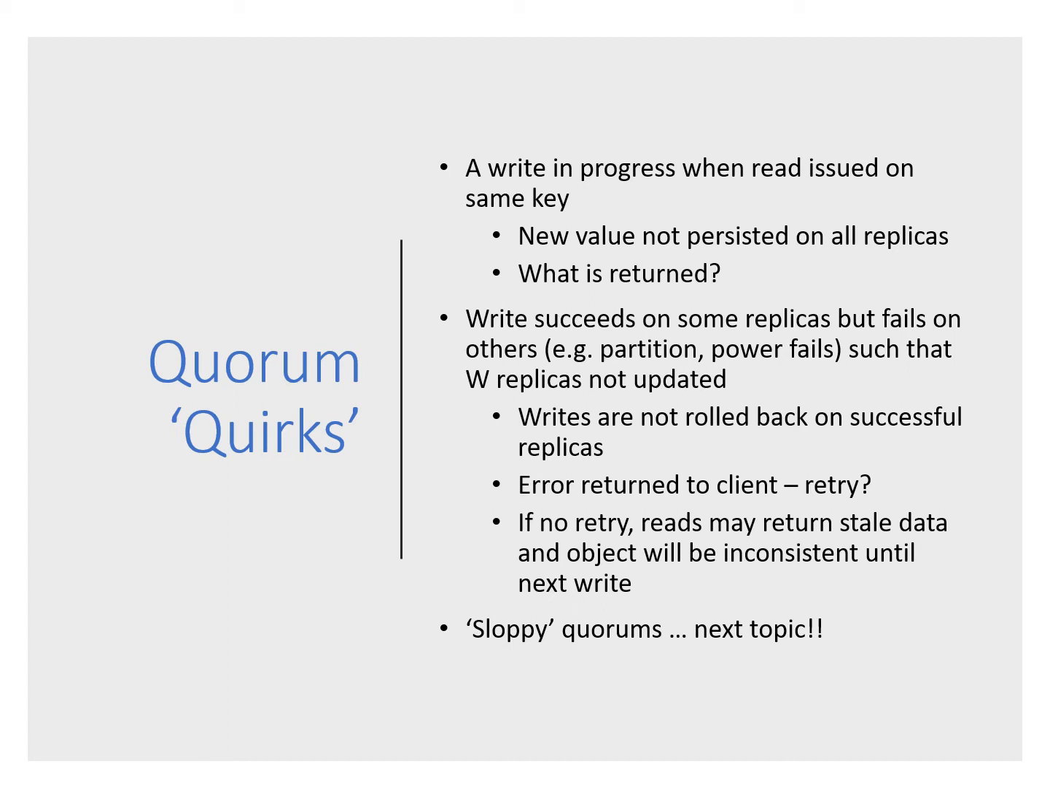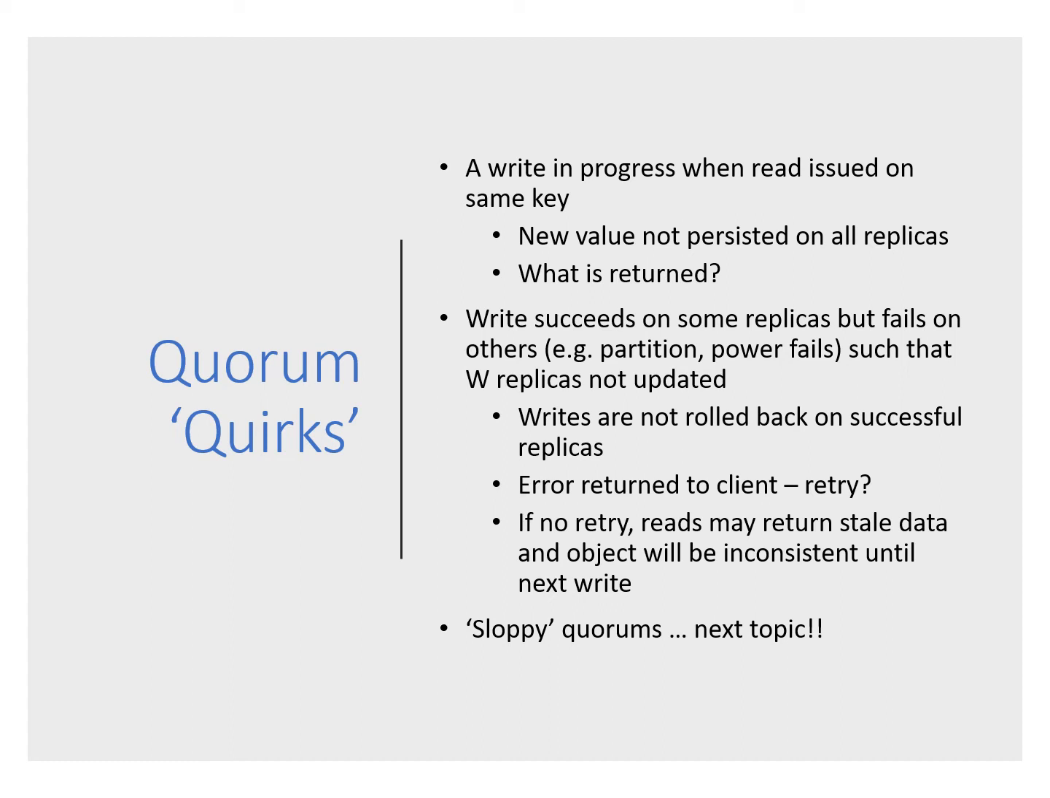And also a write may succeed on some replicas but fail on others because it's maybe not accessible due to a network partition or the node is actually down. And so we can't achieve the W value for the replica updates. What do we do? Well, you don't roll back writes in this situation. That's too much overhead within the database system.